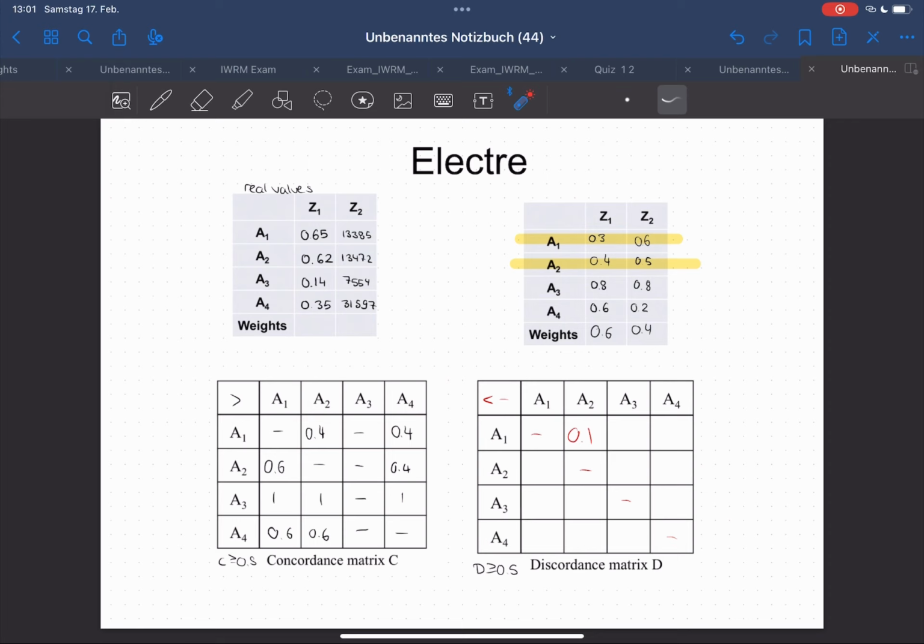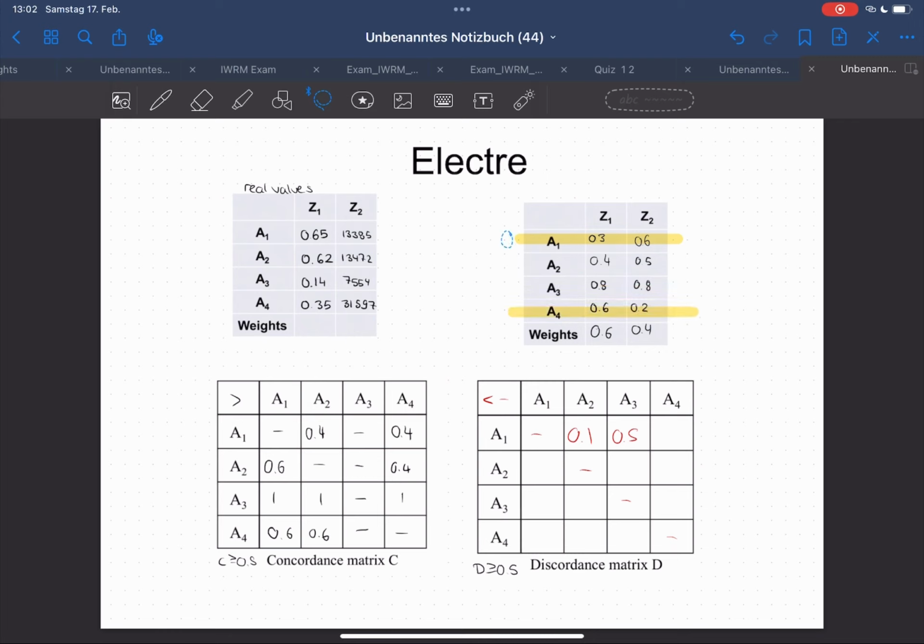Because here it is taller, so therefore we don't use it. Then we look at this one. So here we have A1 is smaller than A3 again, and here actually we have a difference of 0.5. And here it's just a difference of 0.2. And therefore we put in the 0.5 because 0.5 is taller than 0.2. And that's how it works.